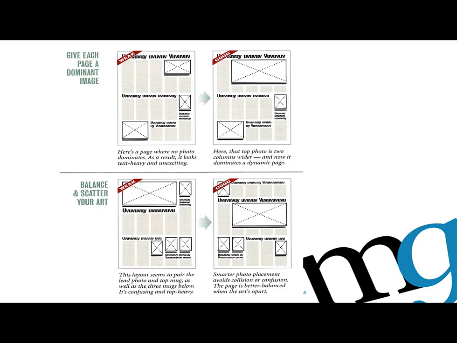The examples on the bottom show us good and bad examples of balancing and scattering the art on the page. The first one, we definitely have a strong image up top, but then we have a small one next to it, and we have three pretty much the same size down below, kind of right next to each other, but not really. Whereas in the revised version next to it, we've separated those in a couple of different ways. And so now we have a better balanced page here.